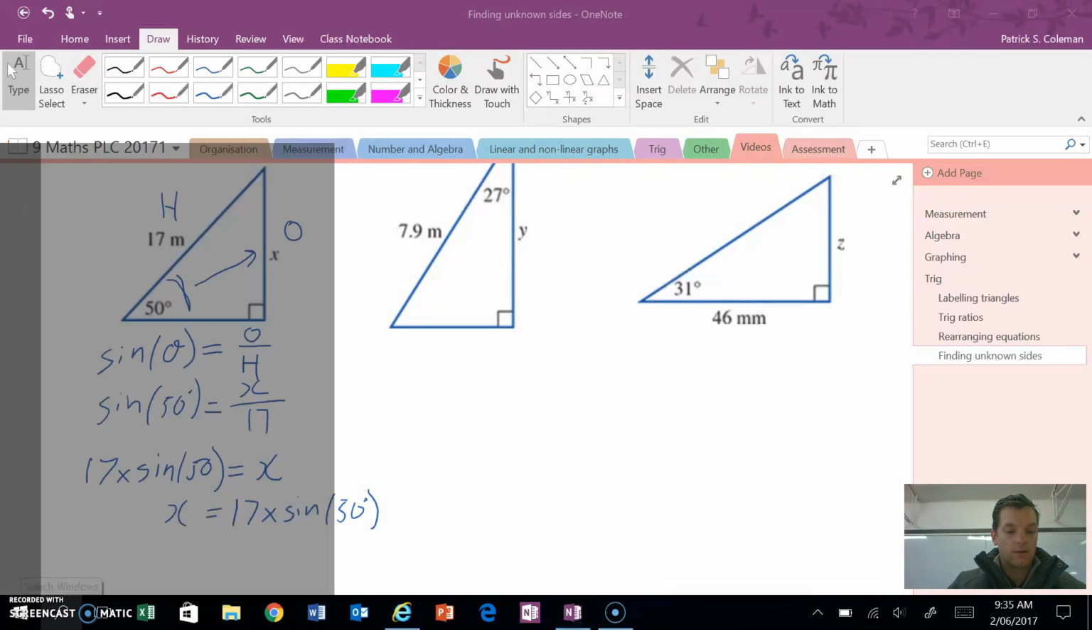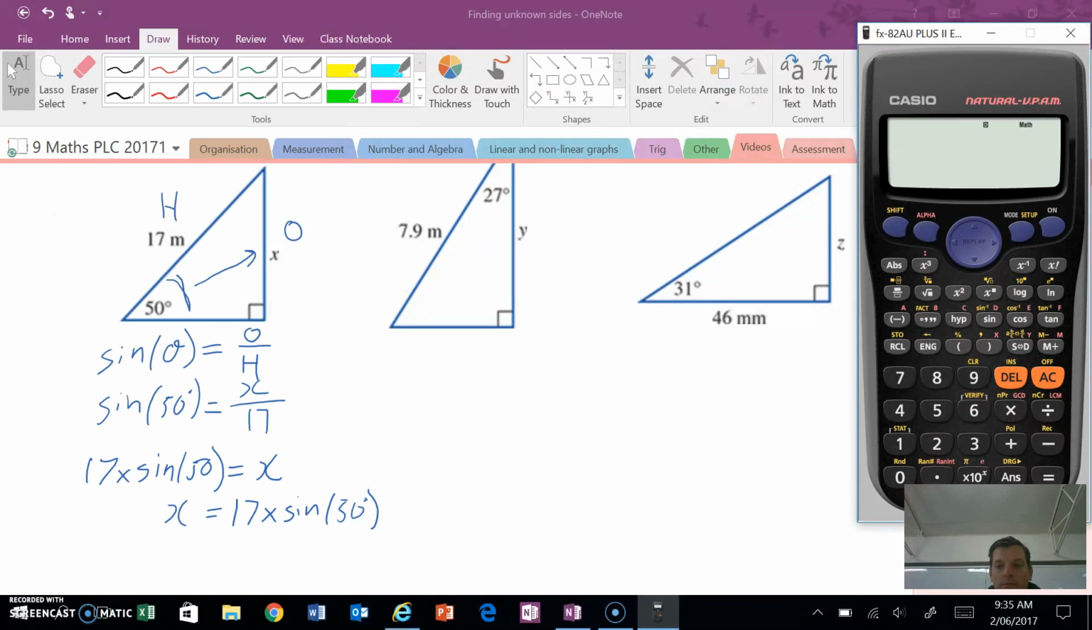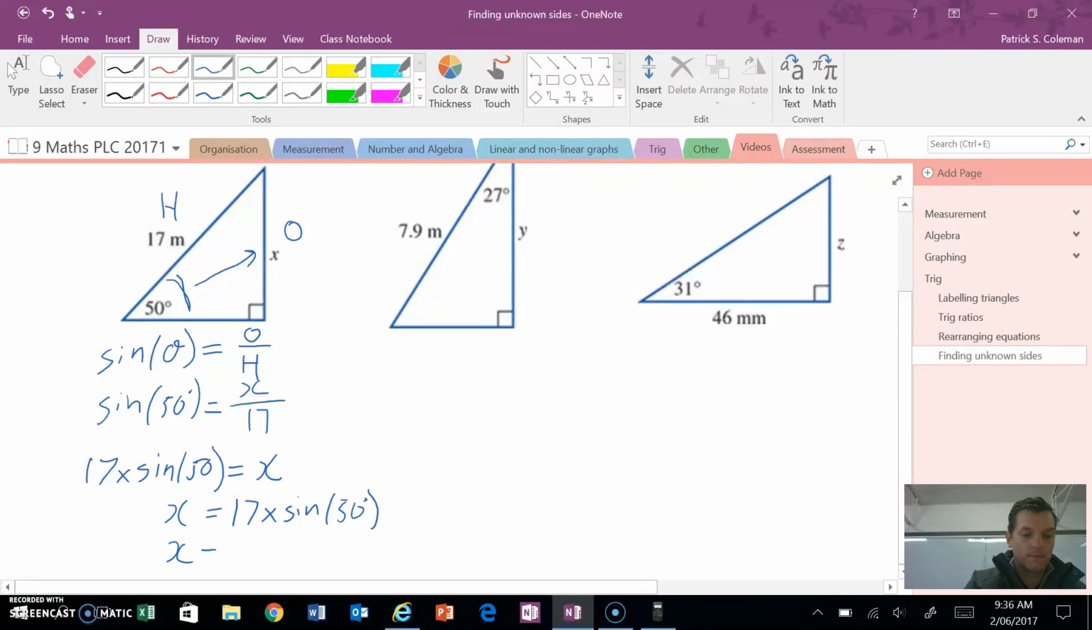So let's just bring our calculator up. Hopefully you've got a calculator close by. And so from here we're just going to plug it straight in as we've got it written on the line. So 17 times by sine. Now the sine button is just above the 9 here on this Casio. So we go sine and then enter our degrees in. 50 equals. Now, as a general rule, we're going to round to 2 decimal places unless we're told otherwise. So the answer here is x equals 13.02. And remembering our units, so in this case we're talking about metres.